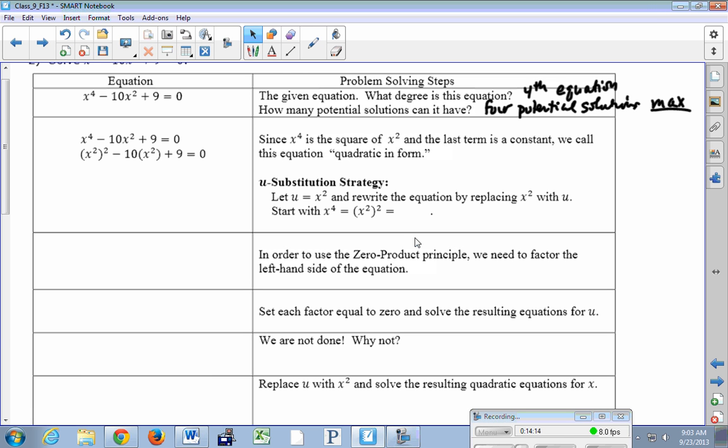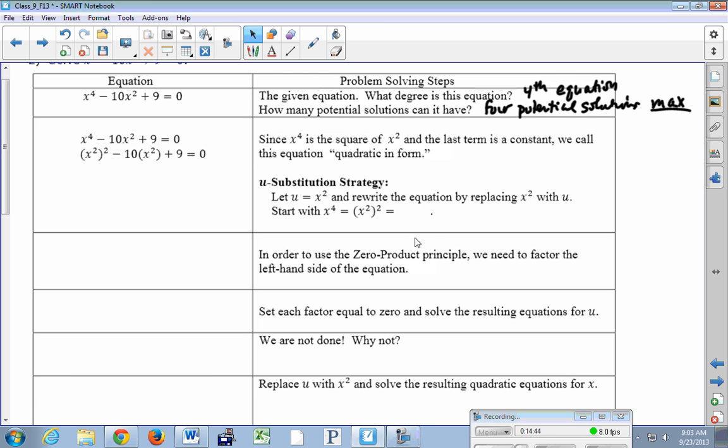And now, if you use this idea of substitution, you let a letter. Your book uses U, little baby U. You can use any letter you want, like big capital A. You could use a smiley face if you wanted. It really doesn't matter. It's a symbol. So if this is now the strategy for solving these, if you let U equal x squared, then we can rewrite the equation by replacing x squared with the letter U.